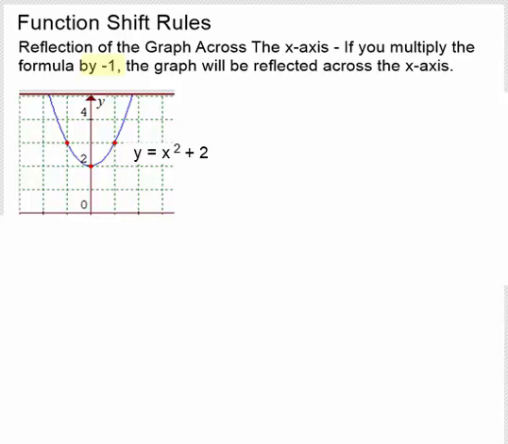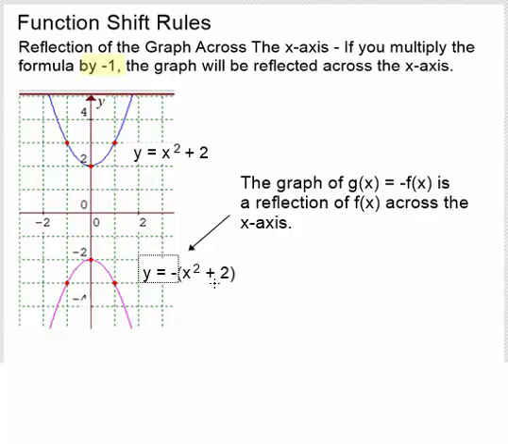Now look what happens when we take the negative of the formula. And here we have the formula y equals the negative of (x squared plus 2), which we could also write as negative x squared minus 2, distributing the negative sign. And look at the graph. It's a mirror image across the x-axis. We have the points (0, -2), (1, -3), and (-1, -3).